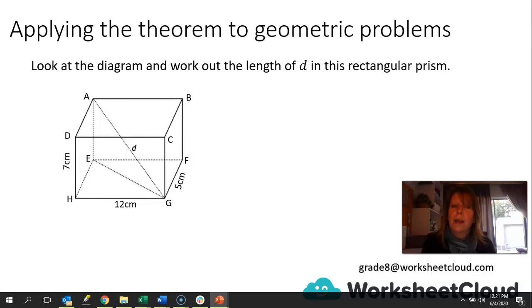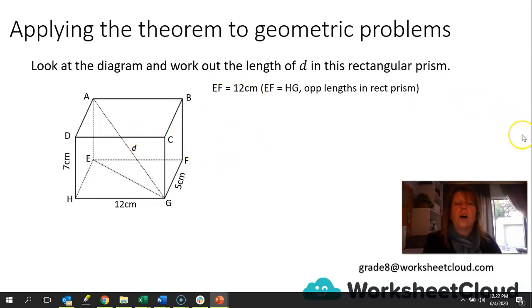Both of them do not have measurements written on, but because this is a rectangular prism, as we went over just now, we know that EF is equal to HG, which is 12 centimeters, or EH is equal to FG, which is 5 centimeters. Either way you work it out, you are going to get the same answer. So EF is equal to 12 centimeters. Why? Because EF and HG are equal because they are opposite lengths in a rectangular prism. Do you see how we use our reasoning? We can't just write it down, we've actually got to say how we came to that conclusion.